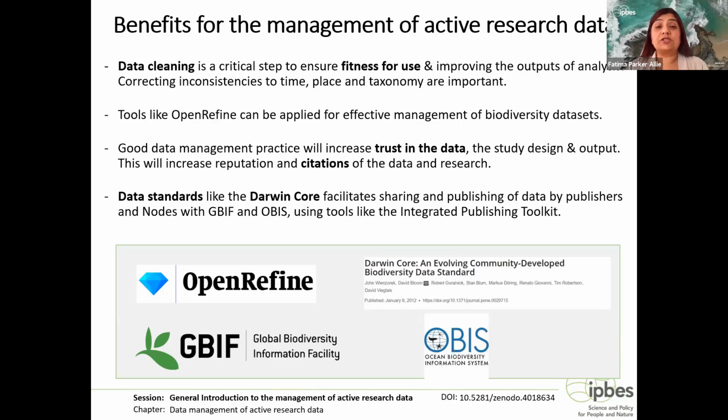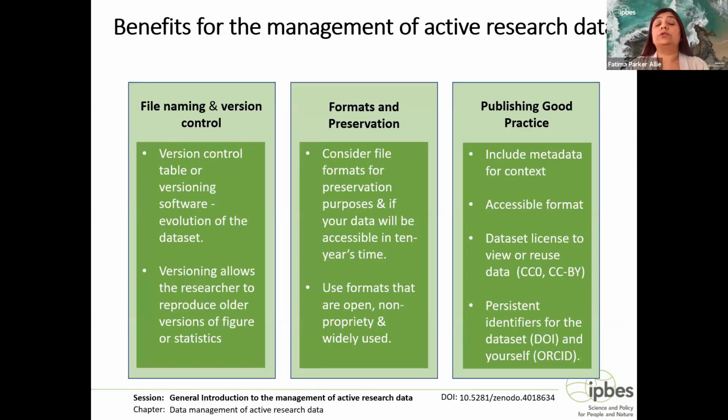Data standards such as Darwin Core facilitate sharing and publishing of data by publishers and also country nodes with knowledge management platforms such as GBIF and IPBES. Also critical before publishing is that data is formatted and quality controlled, and also that data gaps can be filled as far as possible. And tools such as the Integrated Publishing Toolkit are then also used in that publishing process.